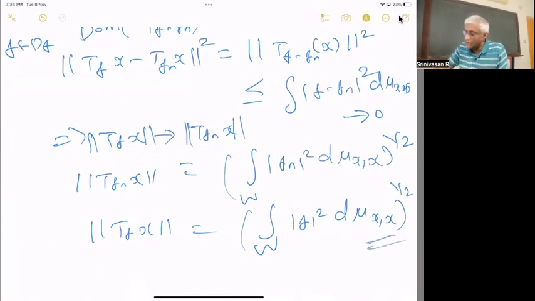So then what do you mean, Tfnx goes to Tf? Tfnx goes to Tfx. Yes, where did I write Tfn? Correct, I had written it the other way. Tfnx goes to Tfx; a constant cannot go to the function.